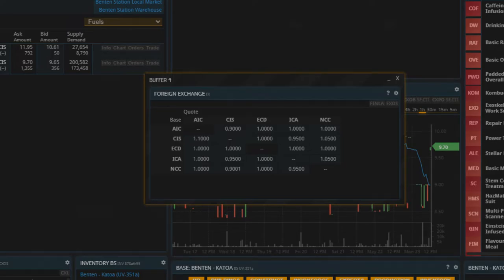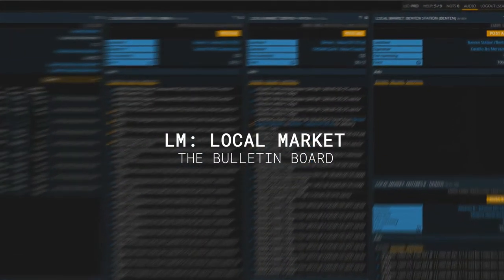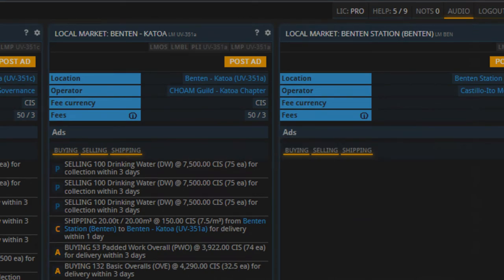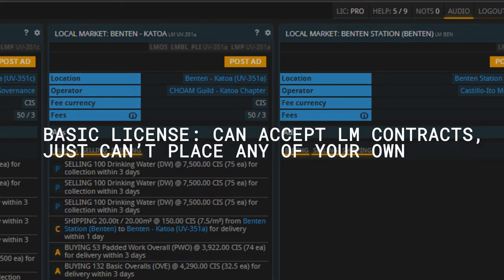The second is the LM, or local market. Paid players get access to it and non-paying players do not. However, this would be a misnomer to some degree, because I don't think that the game does a fair job of explaining an intermediate tier of license known as the basic license. See, with the basic license, you pay for one month of a subscription, and then you can stop paying, and then your license is downgraded. You no longer have a trial license, but you no longer have a pro license either. With the basic license, you can accept local market ads, but you just can't place any of your own.